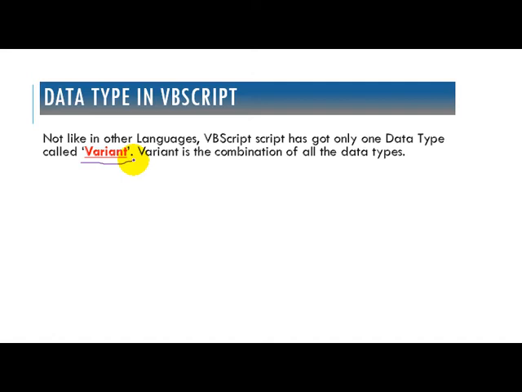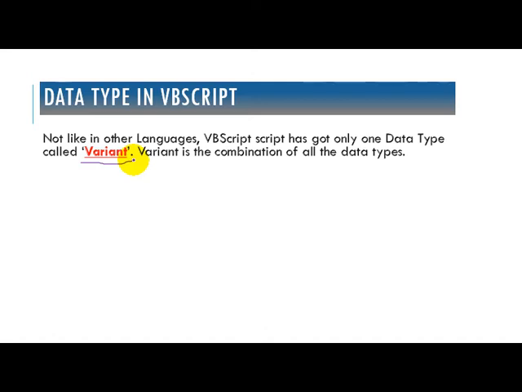Remember that this is very important in interviews. In an interview, the direct question is: what is a variant, or what are the data types available in VBScript. That is an interview question. In VBScript we have only one data type, that's called variant, and variant is nothing but a combination of all the data types that we have.